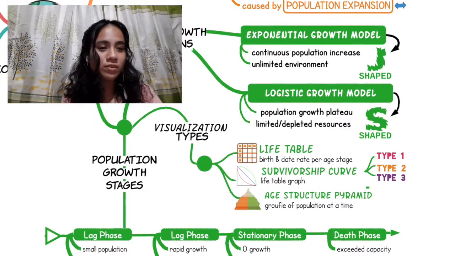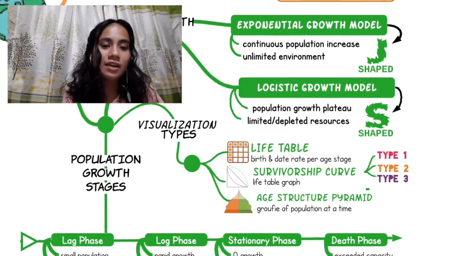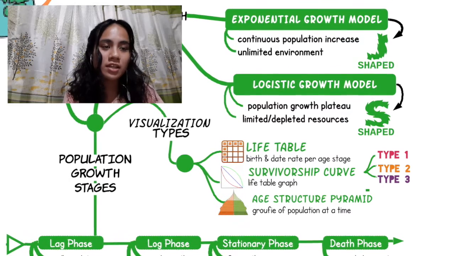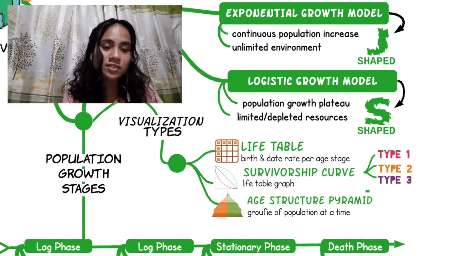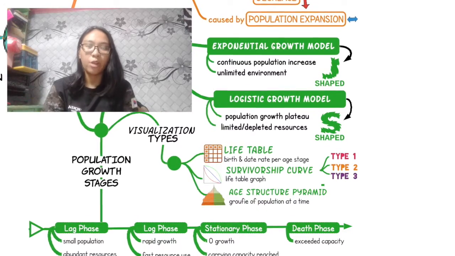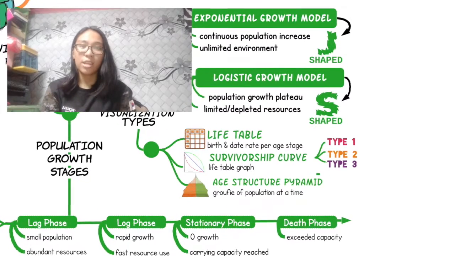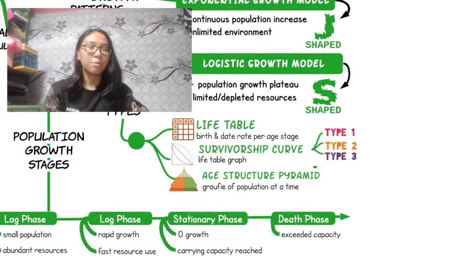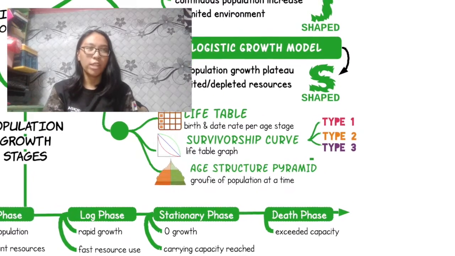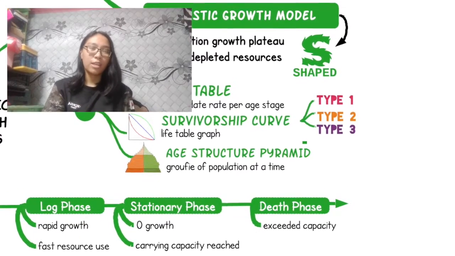Next are the visualization types that include life table, survivorship curve, and the age-sex structure pyramid. A life table provides a clear and systematic representation of birth and death rates of a population at different age stages. Survivorship curves are similar to life tables, where they both visualize the number of individuals that can be anticipated to survive throughout time, but this time it's in a graphical presentation. There are three types of survivorship curves. Type 1 portrays individuals that have a high chance of survival until they reach adulthood. An example of this are humans.